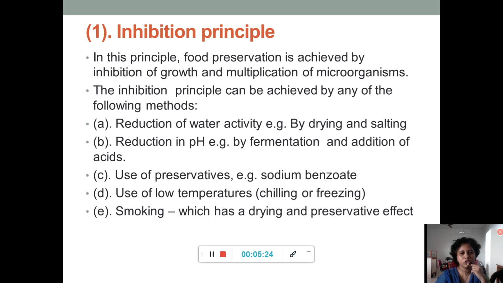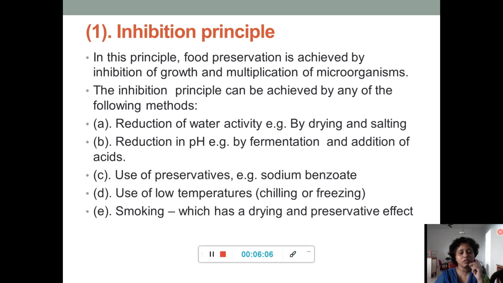Then the next inhibition principle which we can talk about is by using low temperatures. That's quite evident. Every microbe has a desired level of its temperature. It has an optimum level of its temperature beyond which it cannot survive. Below or above the optimum temperature, it will inhibit the growth of the microbe. Usually we use a low temperature mainly because the metabolic activity of the microbes will be reduced by lowering the temperature. So chilling and freezing is a method that we can use.